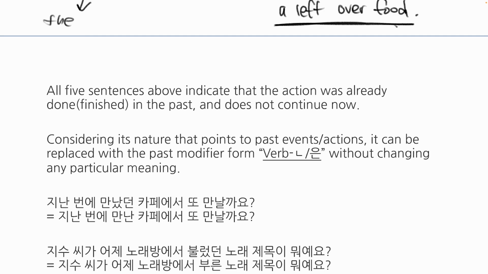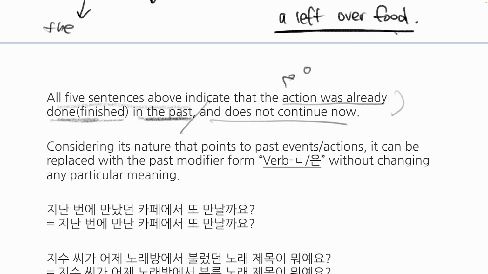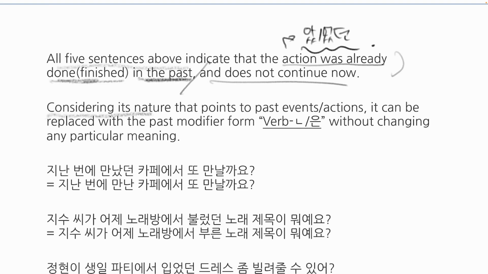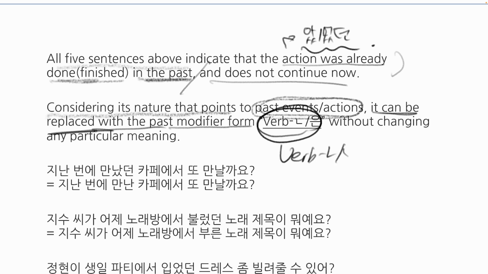right? So all 5 sentences above indicate the action was already done in the past and does not continue now. In that case, you can use 았었던 over 던. So considering its nature that points to past events or actions, it can be replaced with past tense modifier, this, verb-은, without changing any particular meaning.